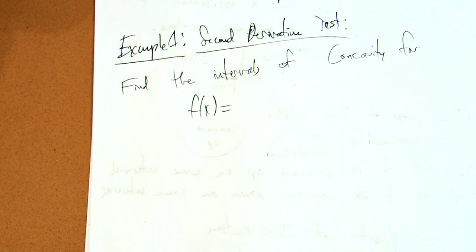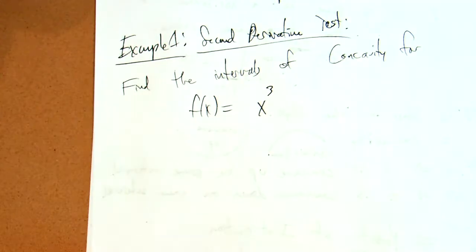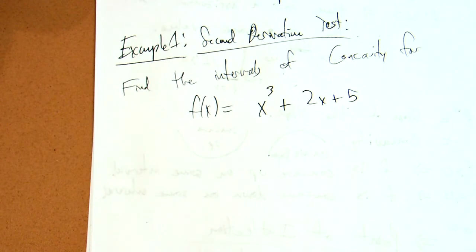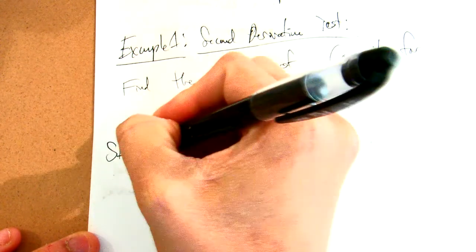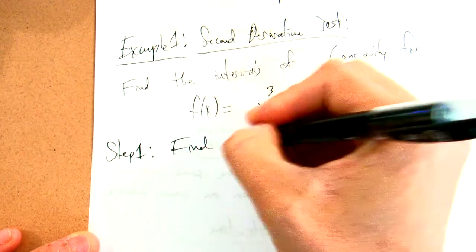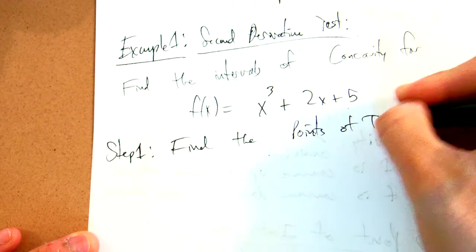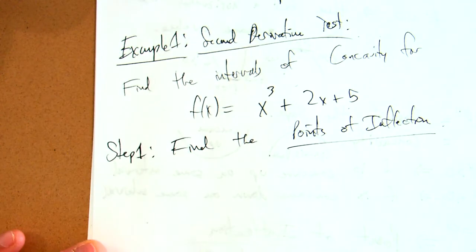And we're going to do this algebraically. Last year we did it graphically. You would just draw it, with the picture. Now we have the power to do it algebraically. It's going to be really simple, okay? So we're going to find the intervals of concavity for this function here. And we're going to do this in steps. And step 1 is we want to find the points of inflection. The points of inflection.